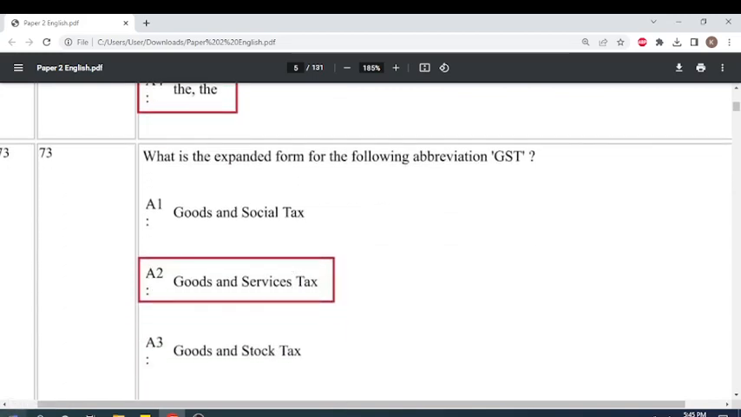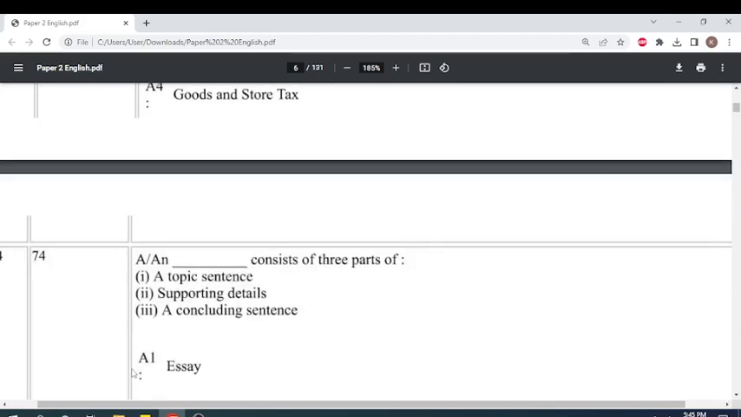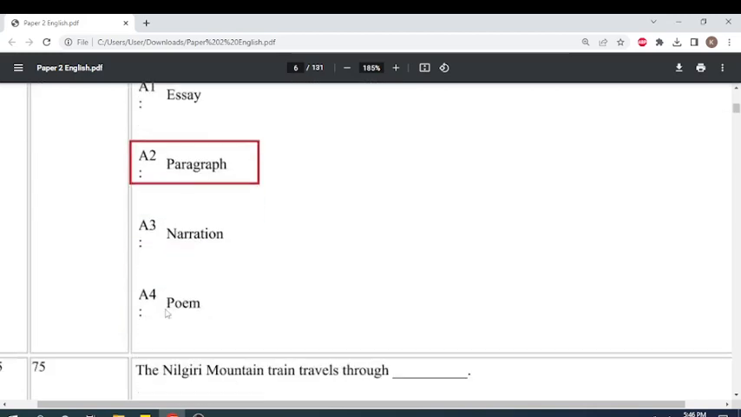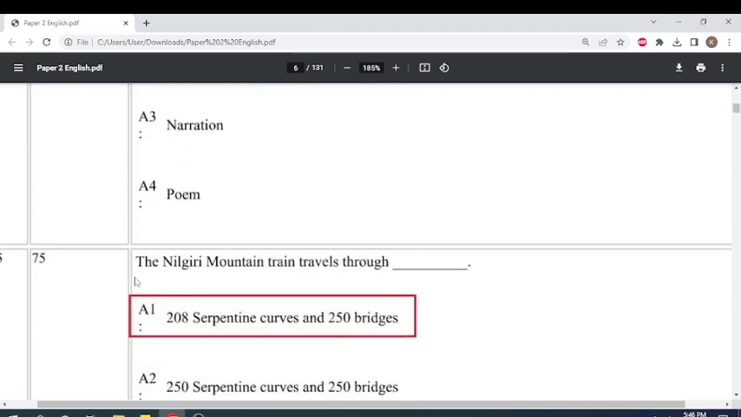73. What is the expanded form for the following abbreviation GST? Answer, A2, goods and services tax. 74. A or an dash consists of three parts: A, topic sentence, B, supporting details, C, a concluding sentence. Answer, A2, paragraph. 75. The Nilgiri mountain train travels through dash. Answer, A1, 208 serpentine curves and 250 bridges.